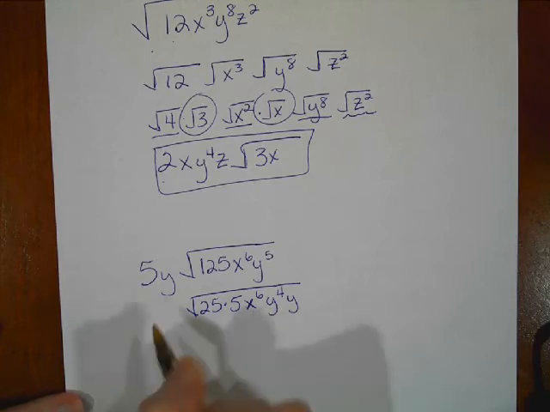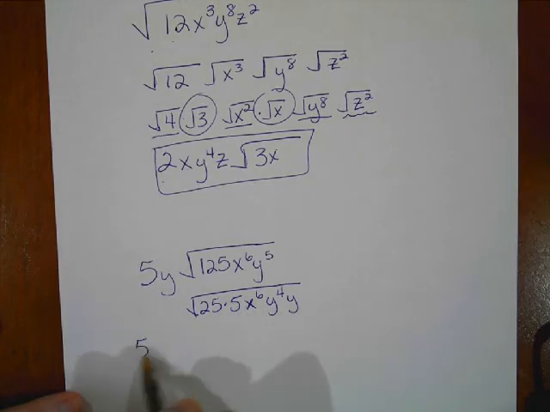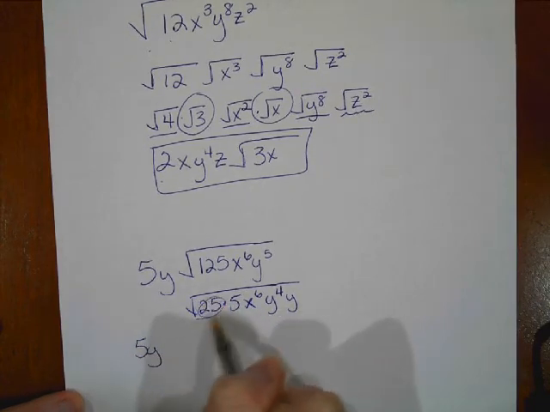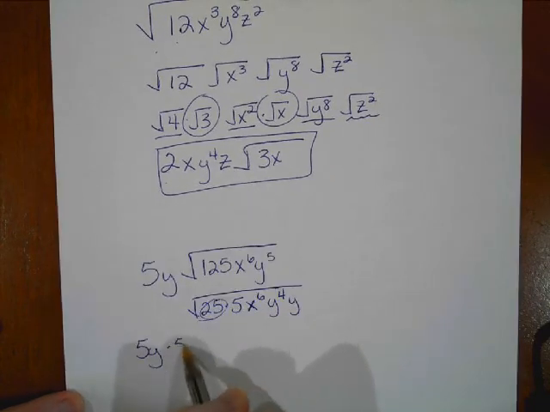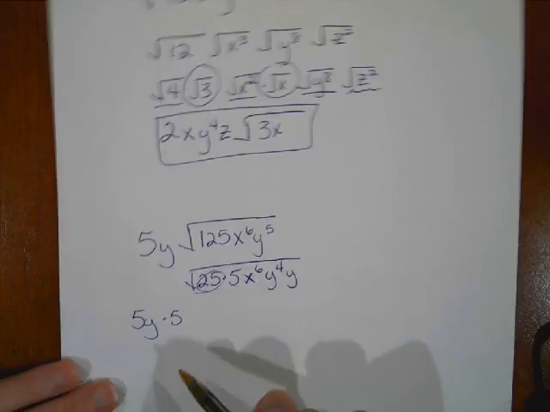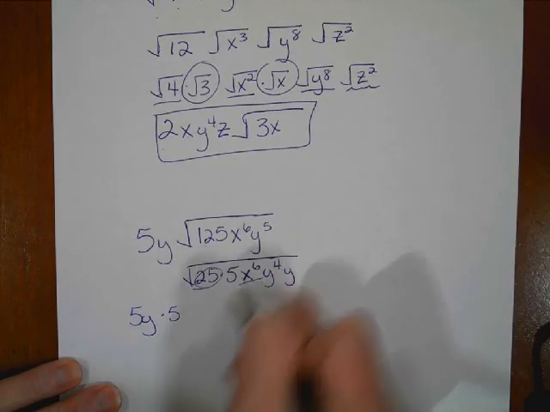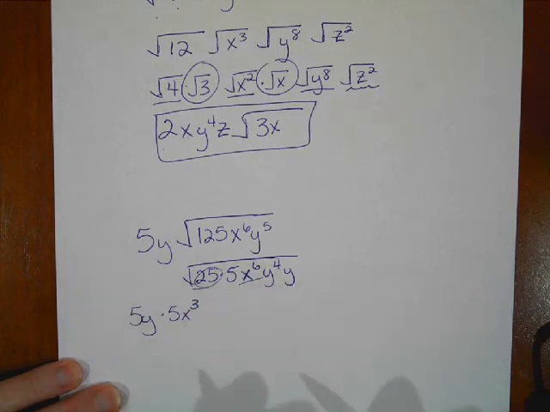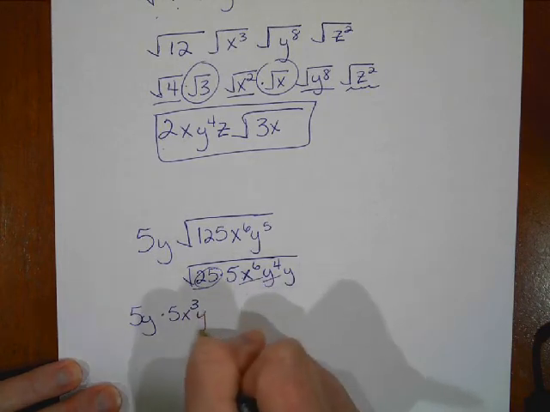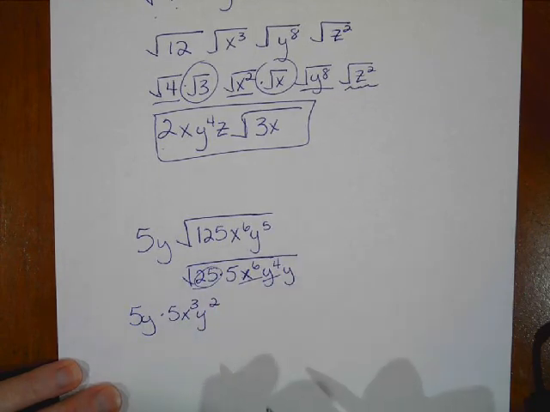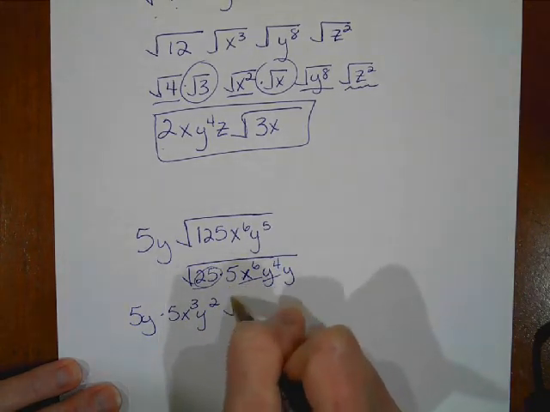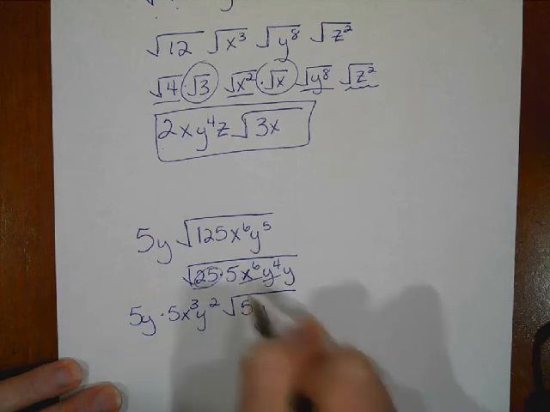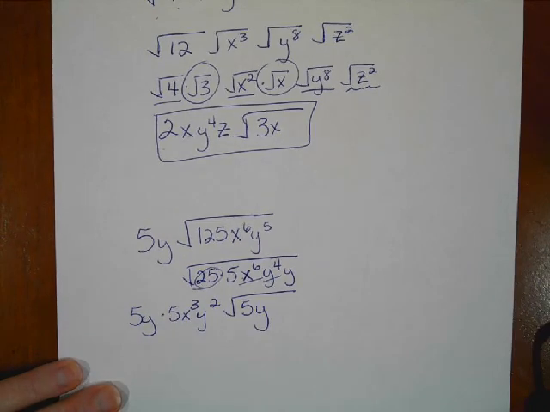Okay, so I have this 5y already out here. I can pull out another 5, because the square root of 25 is 5. I can pull this x cubed out, because that's just going to be half of that. And then y squared would be half of that. I'm still left inside with this other 5 and y. Okay? So I took half, pulled them out, took the square root of that, pulled it out.